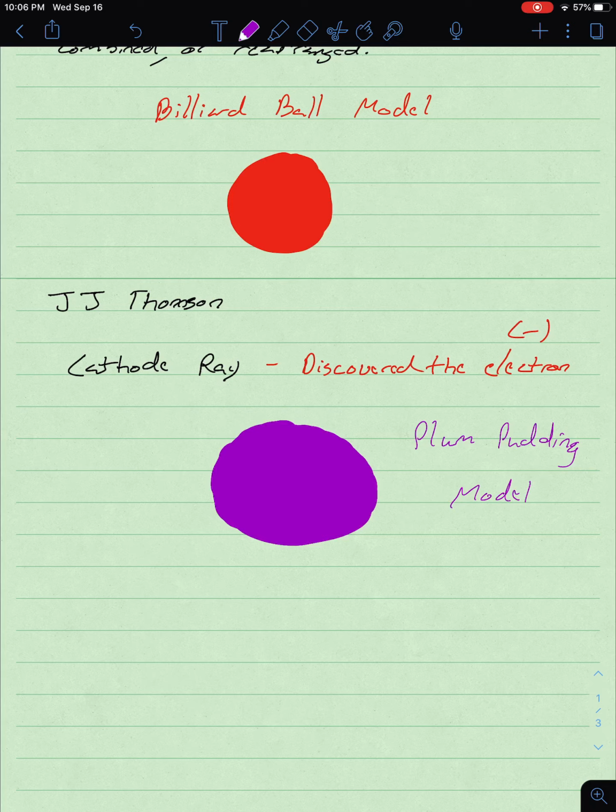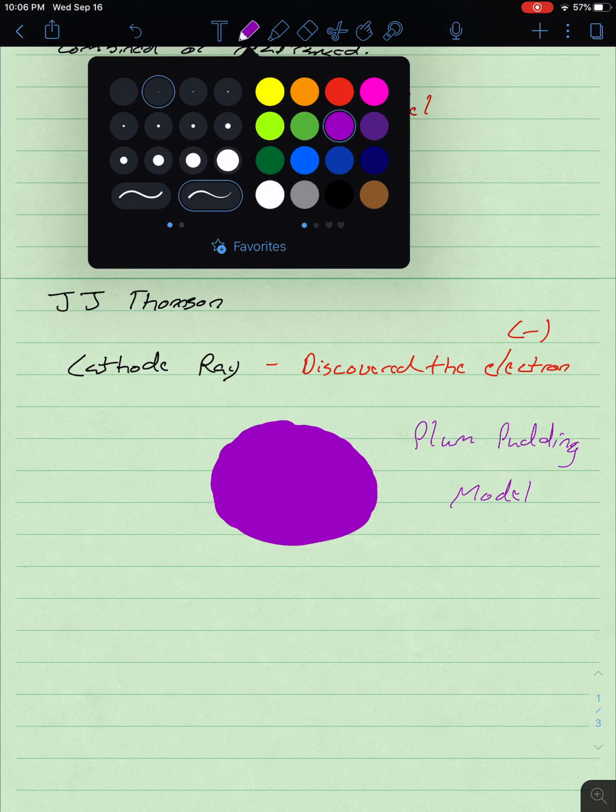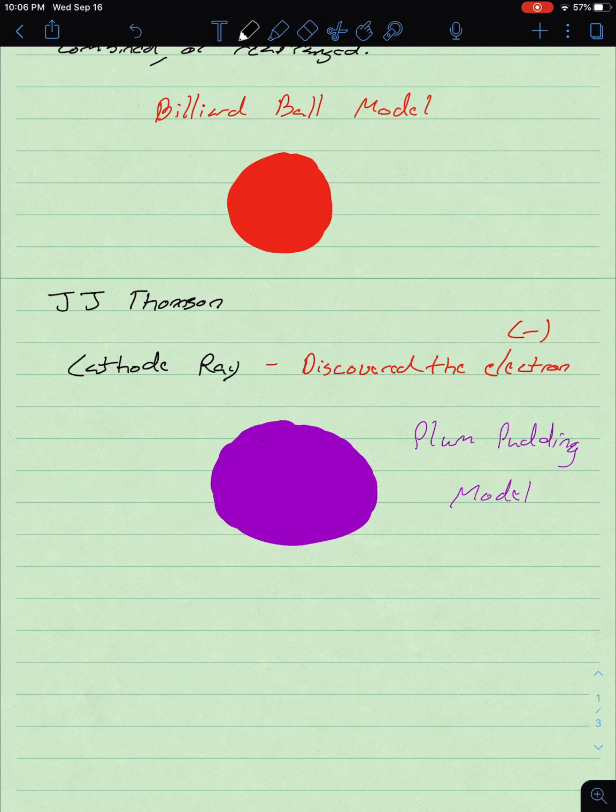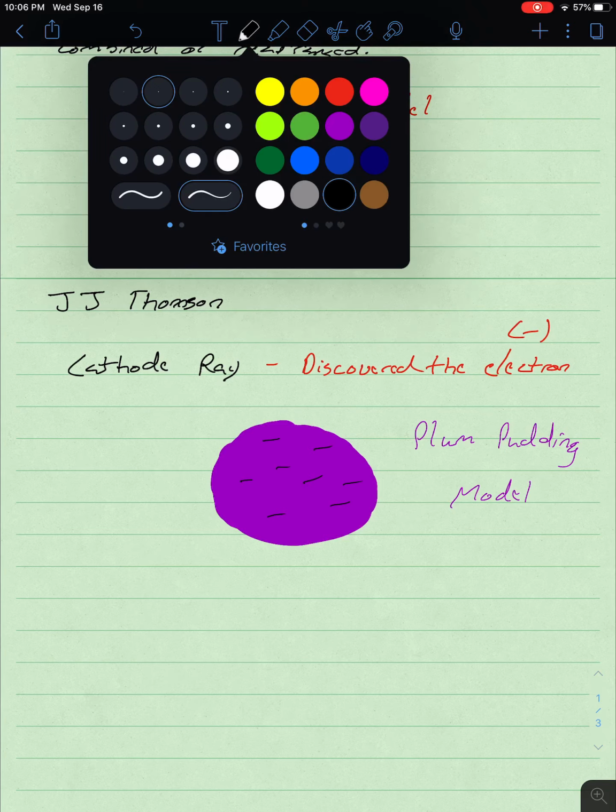Okay, and that is some weird English thing that they eat. Plum pudding is just basically pudding with raisins in it. So what he discovered is that there were negative charges located throughout this atom. There were negative electrons in there, and then the atom itself was actually positive.